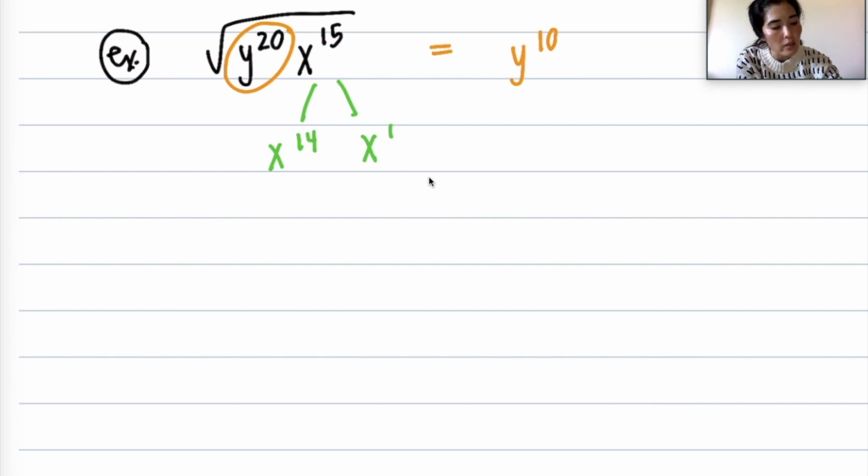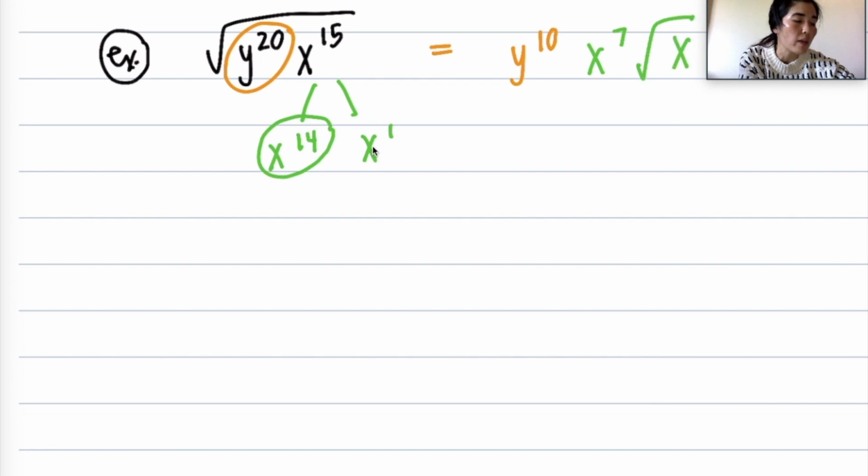All right, here's that even exponent again. We know that the square root of an even exponent is half, so x to the 7th. And then here, we do not know the square root of x, so we are going to leave it as rad x. And so this would be our final answer here. So again, I know there are a lot of rules here, so you guys have to kind of just follow along and then ask questions if it does not make sense.